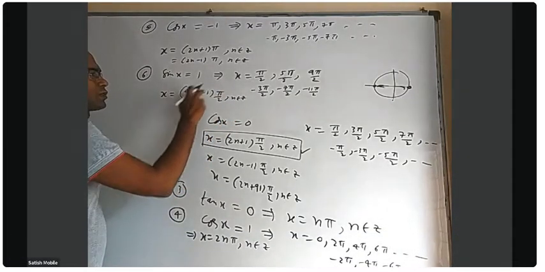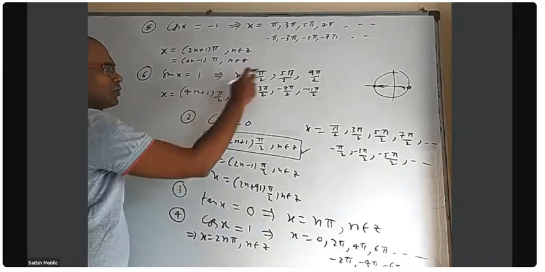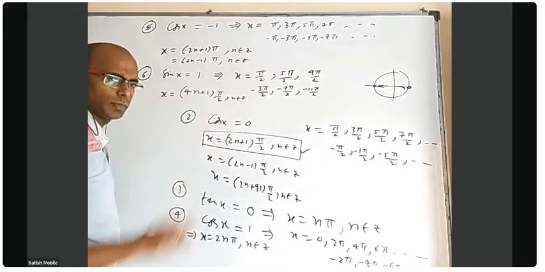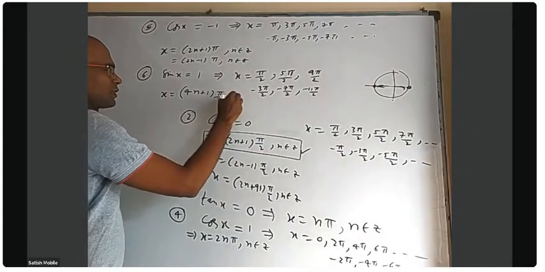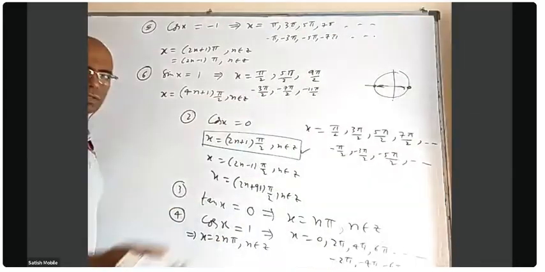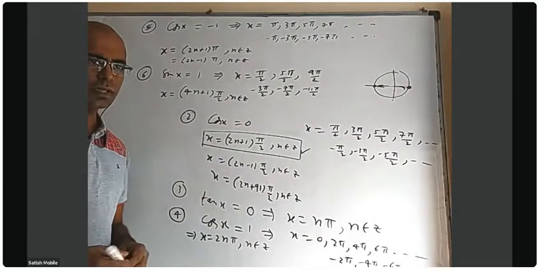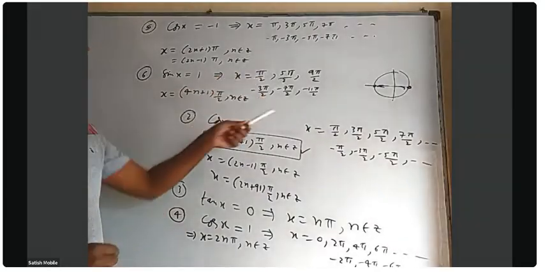You can take n equal to 0, we'll get 1 into pi by 2. N equal to 1, we'll get 5 pi by 2. N equal to 2, we'll get 9 pi by 2. Okay, so all these questions, I hope everybody is clear. We are writing all possible solutions that we can think of, and then we are thinking of an expression which can cover all of them together.